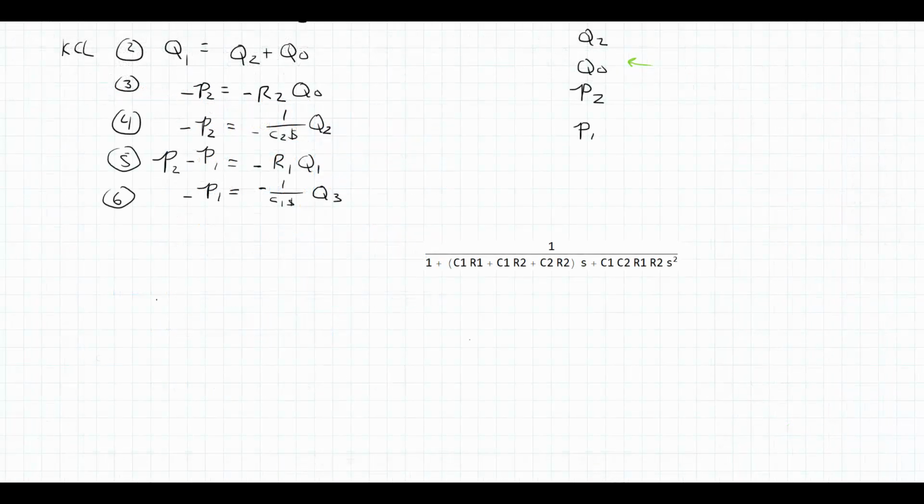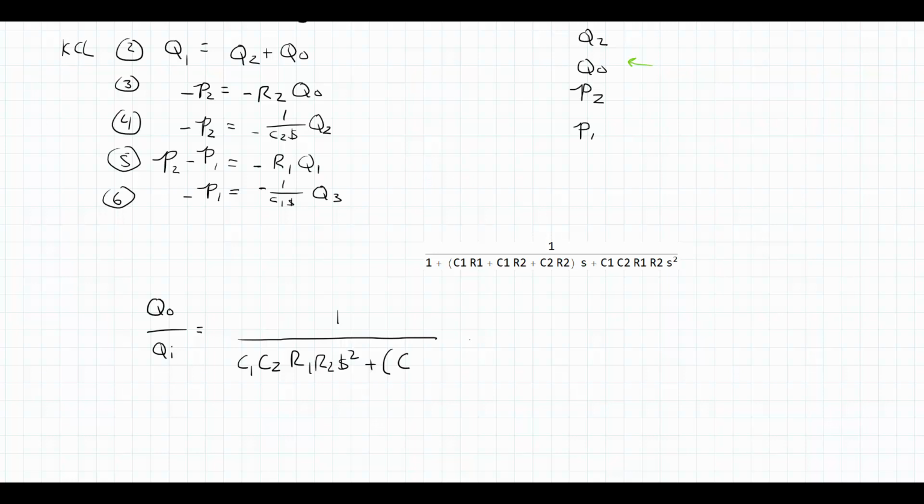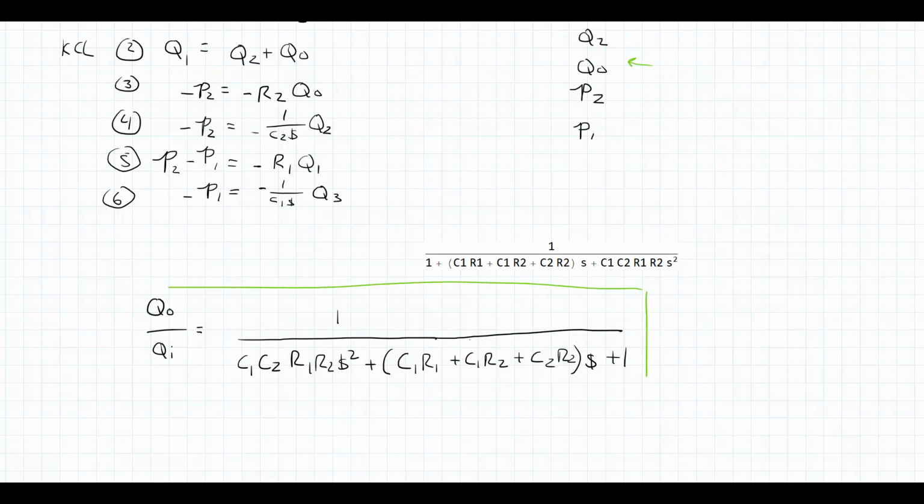Now let's write our transfer function. Q out over Q in is the one that we desired. And using our Mathematica, well, this one's nice, it's just 1 on top. And putting it in the right order on the bottom, C1, C2, R1, R2, S squared, plus C1, R1, C1, R2, C2, R2, S plus 1. And that is our one desired transfer function in this system, the output flow over the input flow.